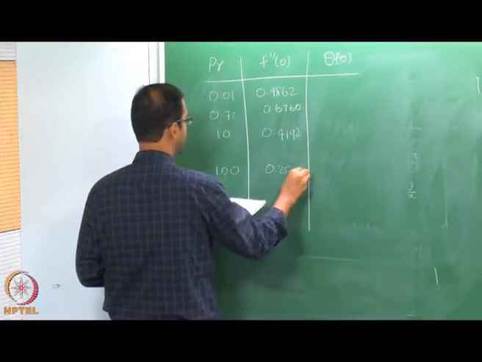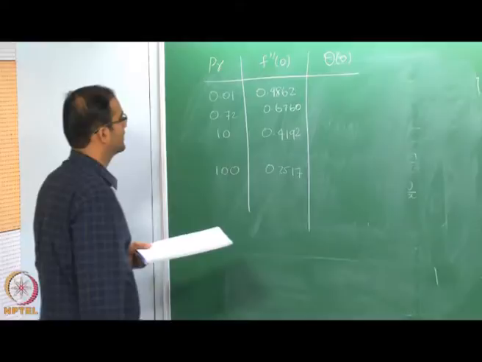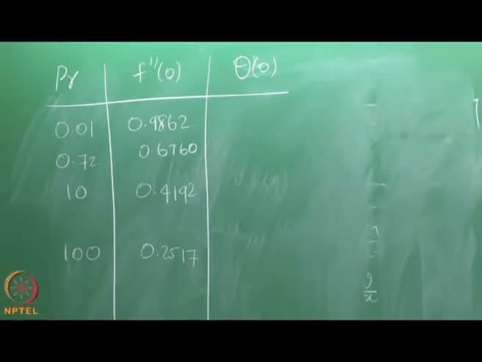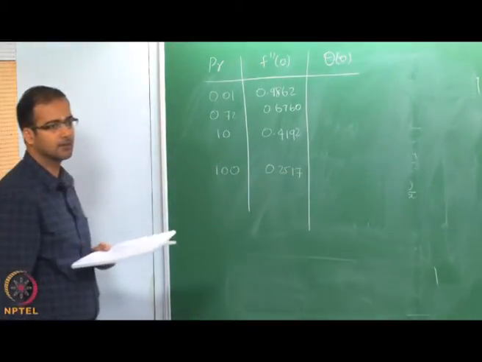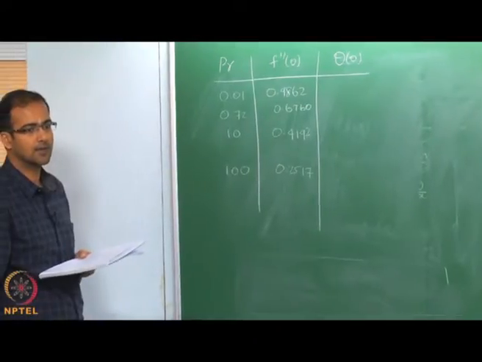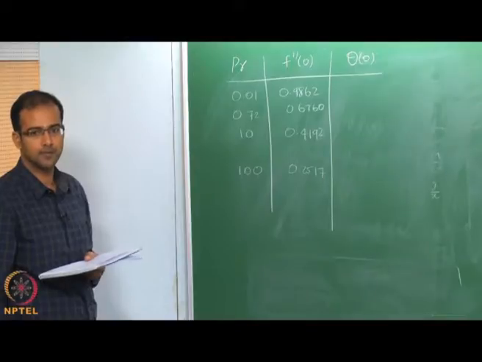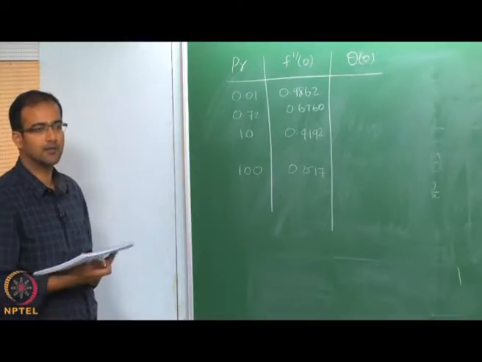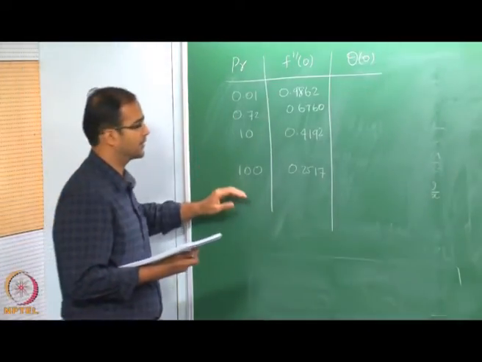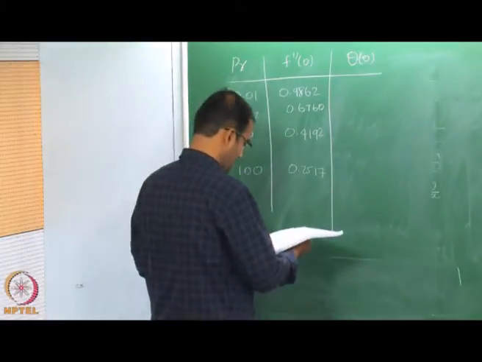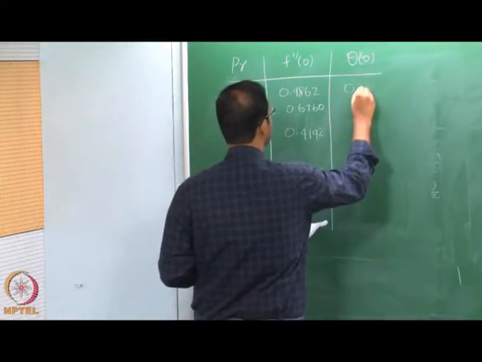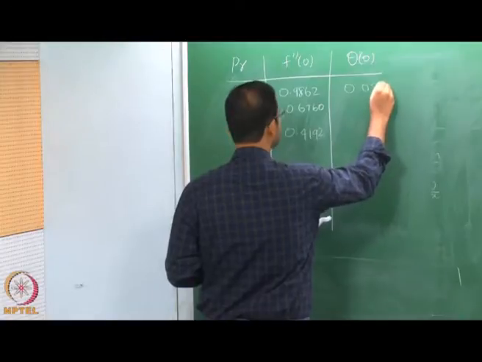So, now you therefore see that the gradient of velocity is also a strong function of Prandtl number, unlike the external forced convection. So, that value was simply 0.332. Okay. So, here you have a function of Prandtl number, because it is coupled with the energy equation. So, the corresponding values of temperature gradient.